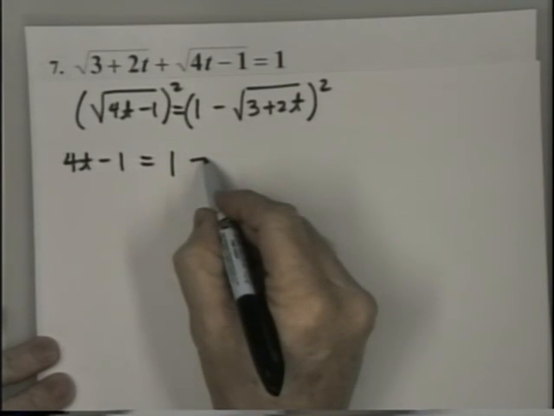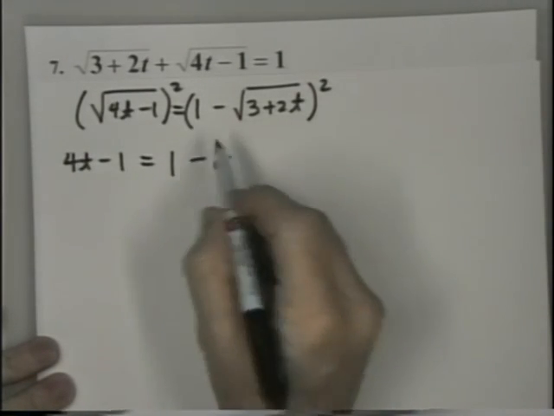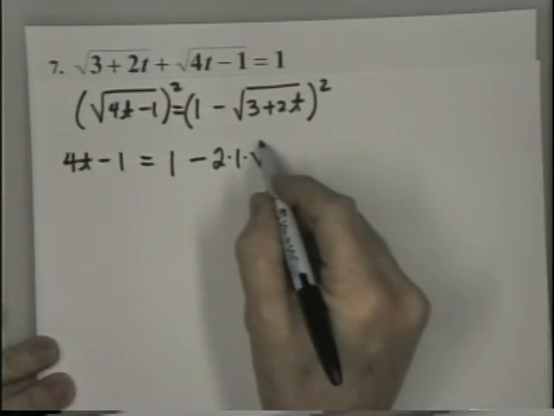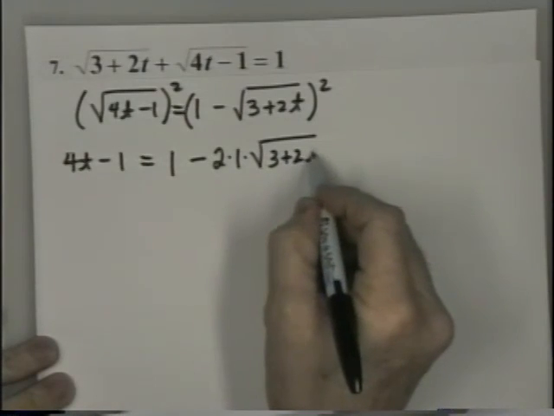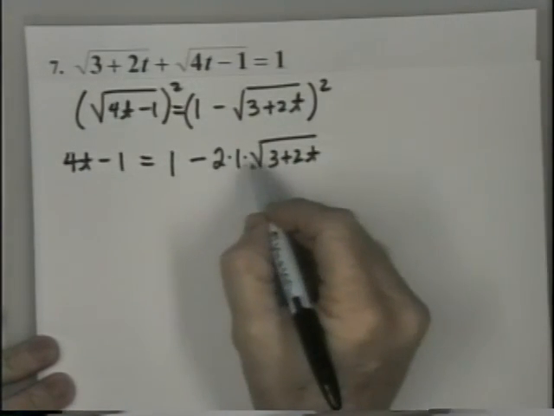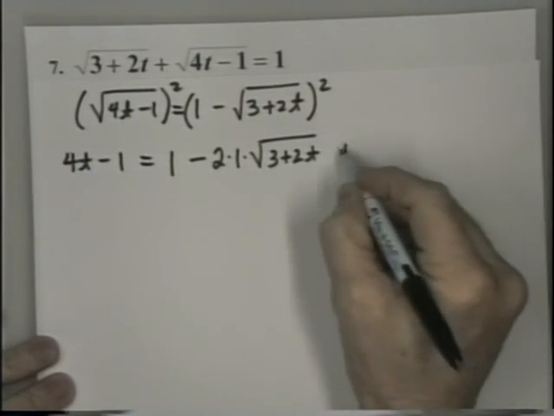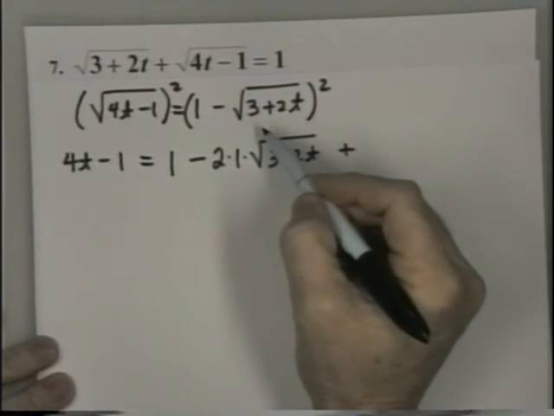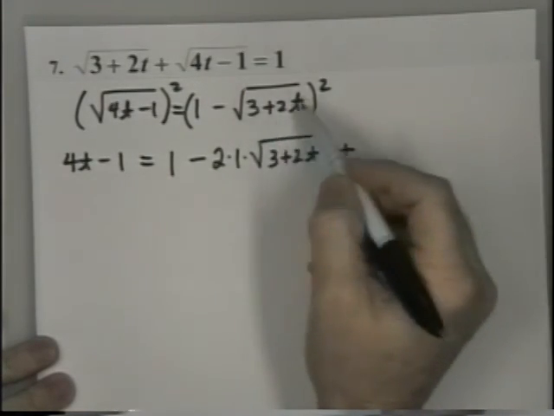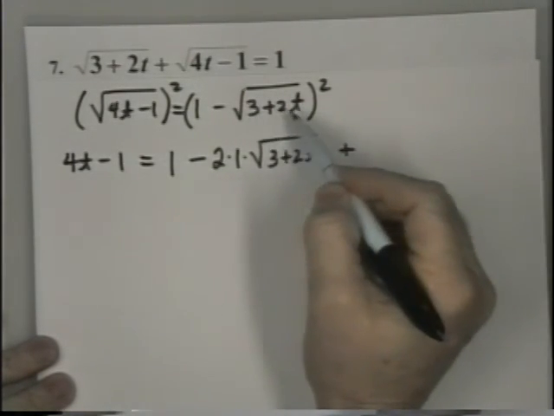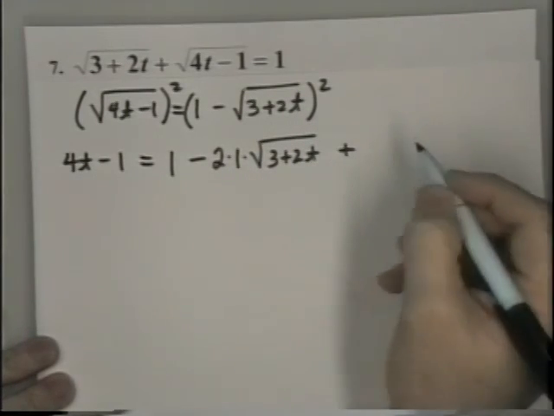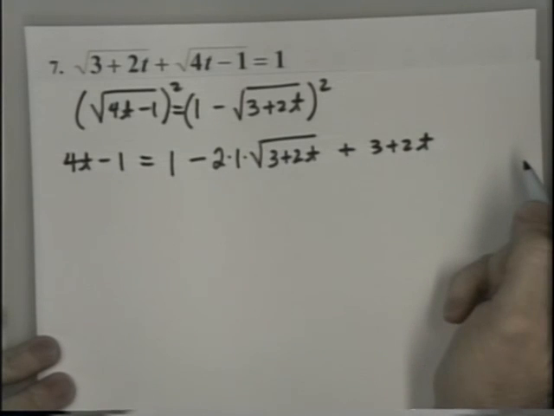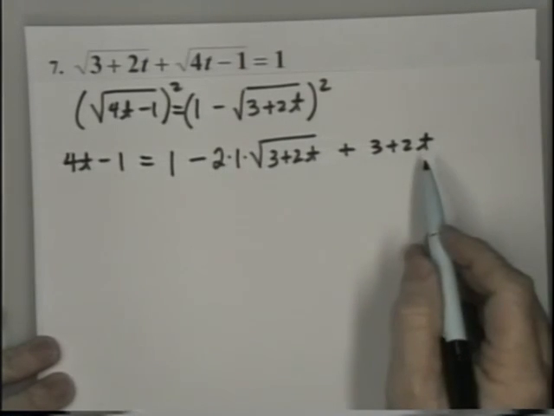And then it's minus, it's whatever this sign is right here. So minus twice the product of the two. So twice 1 times the radical. Twice the product plus the square of the second one. Well, if you square that, again, you're squaring the very number that you have to square to get 3 plus 2t. So what do you get? 3 plus 2t. Well, that wasn't so bad.